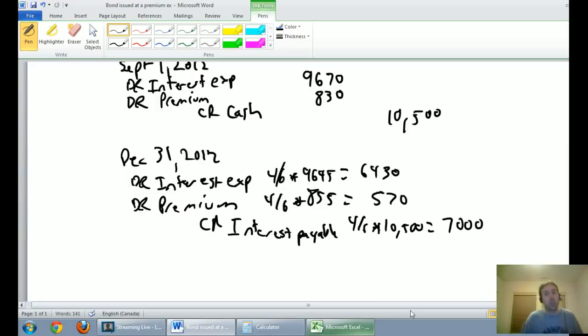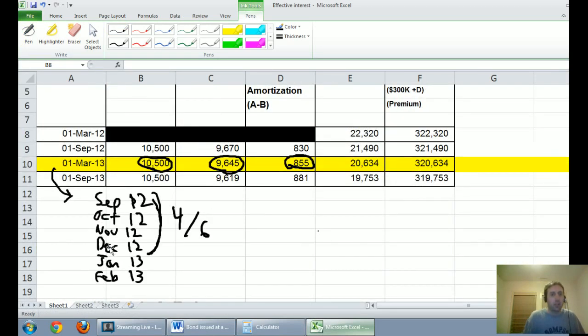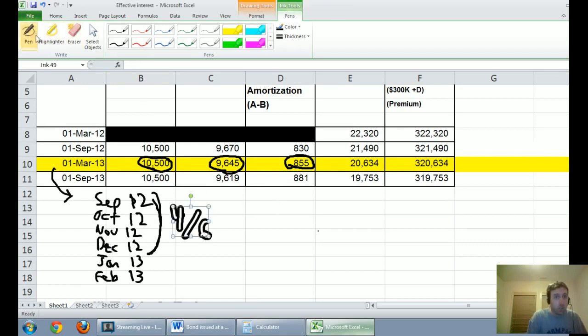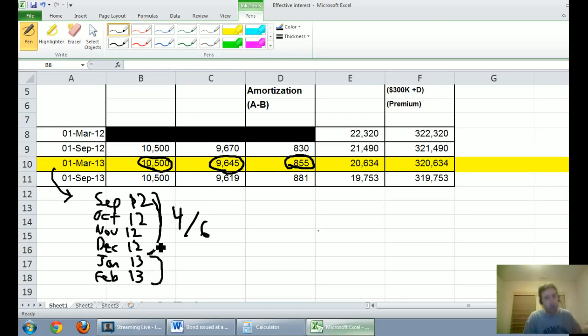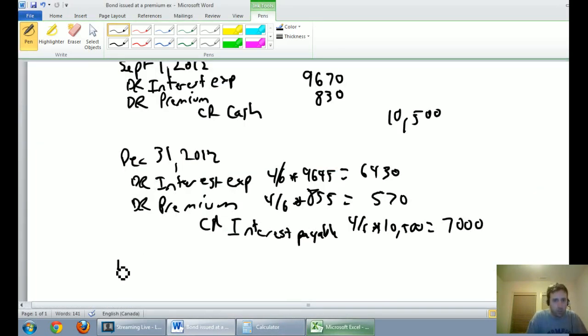We'll do one more journal entry. Our final journal entry is for March 1st, 2013, our next payment. And so rather than taking 4/6 here, we're going to take the last 2 months of information, and that leads us up to March 1st, 2013, and that's 2/6. So I'll take all those same numbers multiplied by 2/6. So interest expense isn't 4/6 of 96.45. Now we're just doing January and February, leading us to March 1st. Again, that's 2 months to get us to March 1st, 2013.